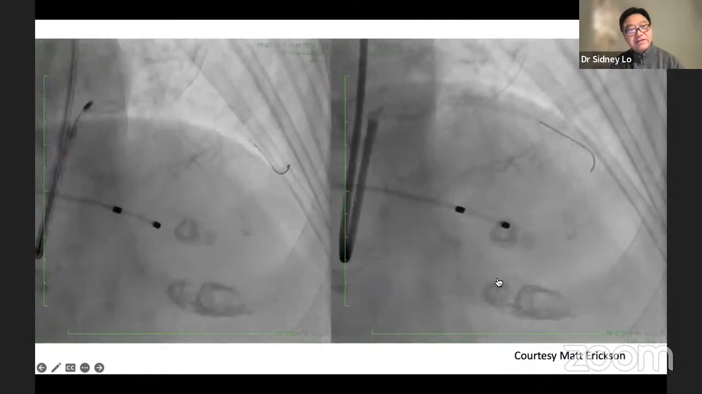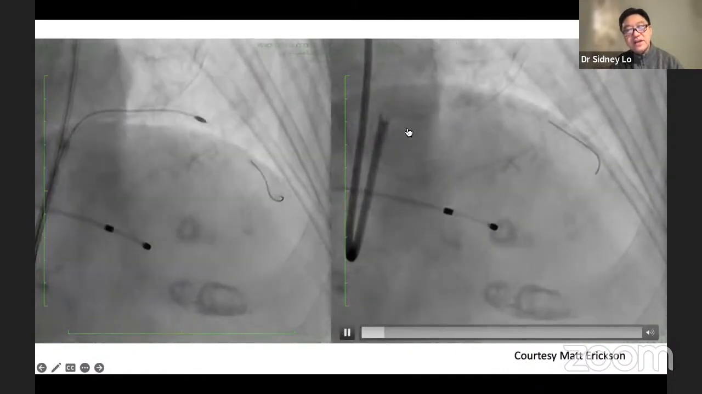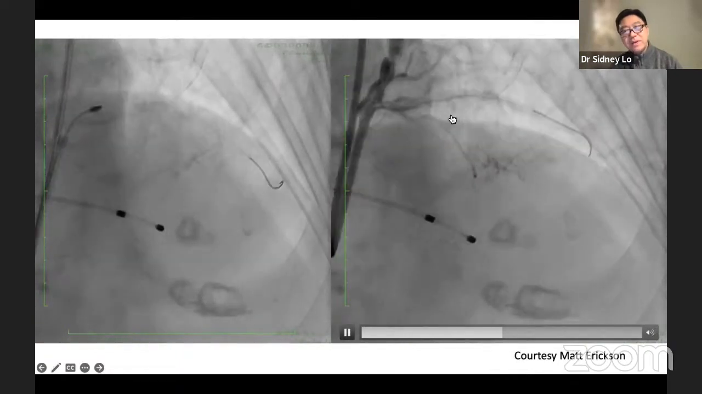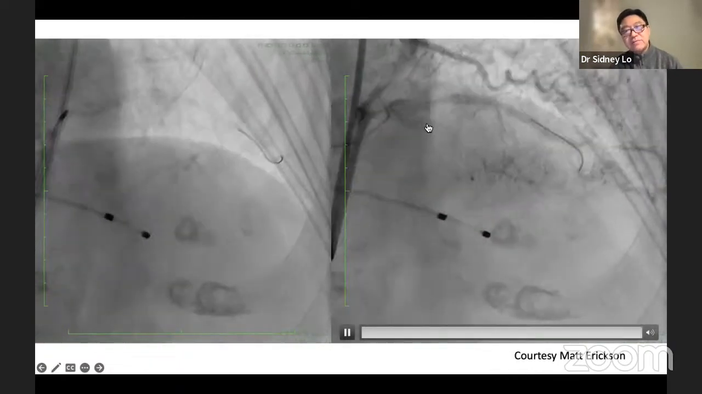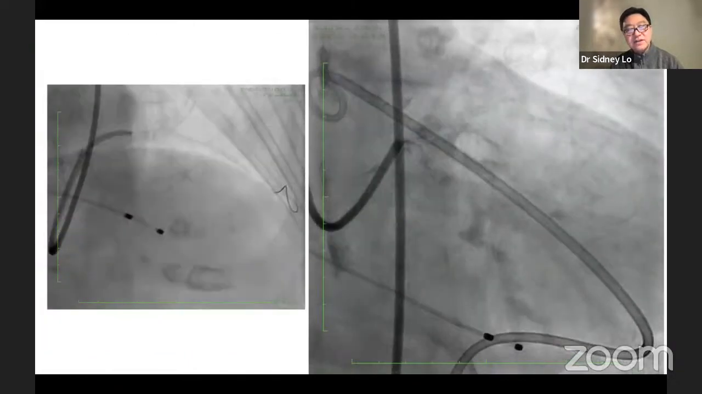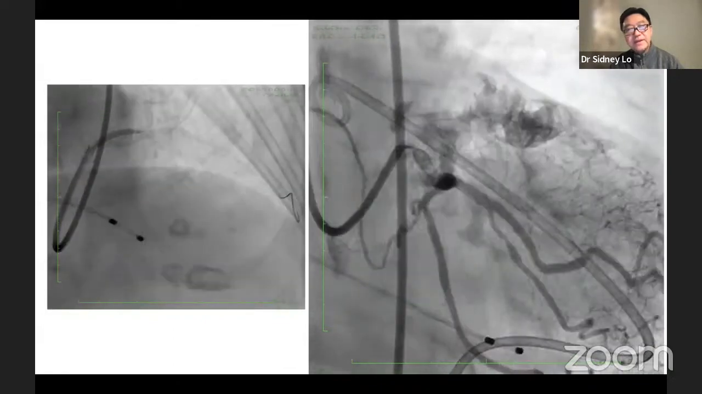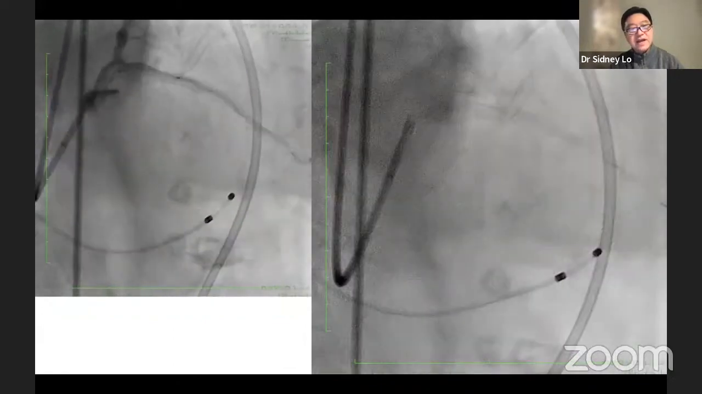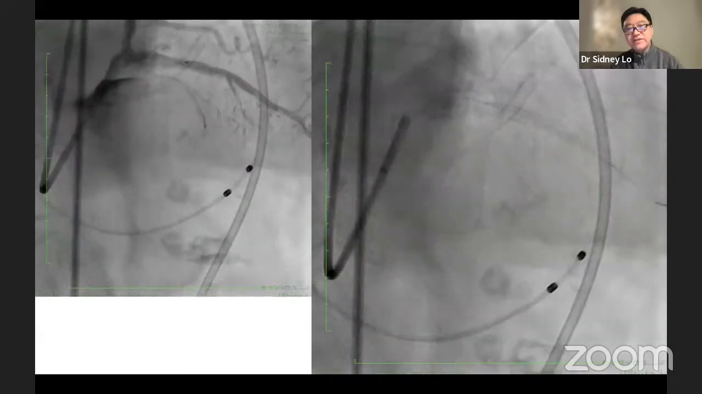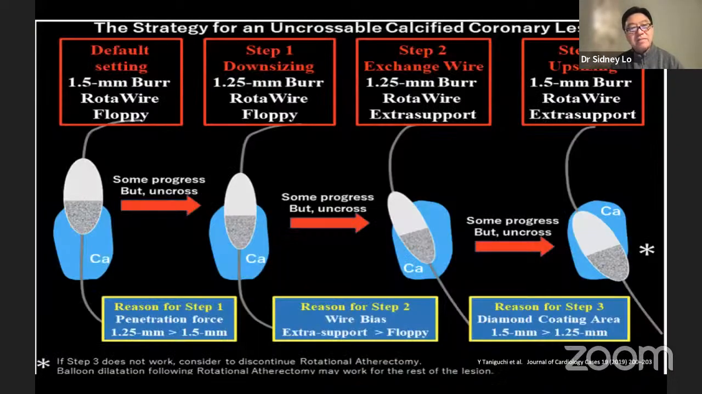And you can see that after rotational atherectomy, in a 90-year-old lady, it actually looked like the wire initially took a different course through the plaque. And you can see double channel proximal LAD. And with a balloon dilatation, you can see a massive perforation. A covered stent, thankfully, was done, including a drain. And the patient was very stable thereafter. It did very well. But that was a very scary complication.